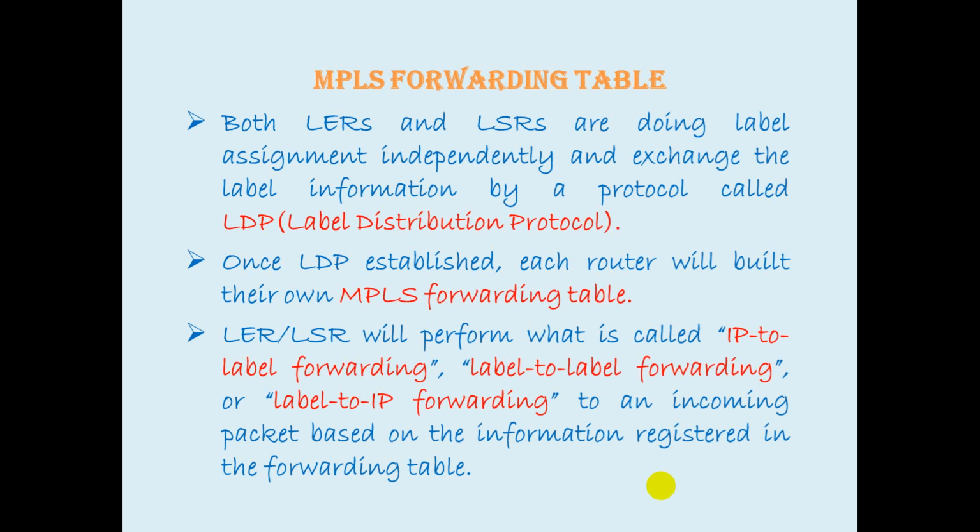Now when LER and LSR switch the labels from one router to another inside the MPLS enabled network, they perform different types of forwarding. One is IP to label forwarding, the other is label to label forwarding, and the third is label to IP forwarding. This starts happening as soon as they receive an IP packet inside the MPLS enabled network. One by one we'll see what IP to label forwarding is, what label to label forwarding is, and what label to IP forwarding is.